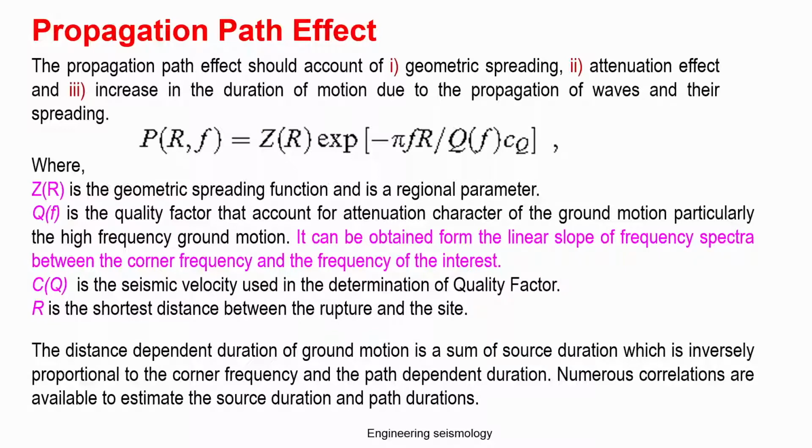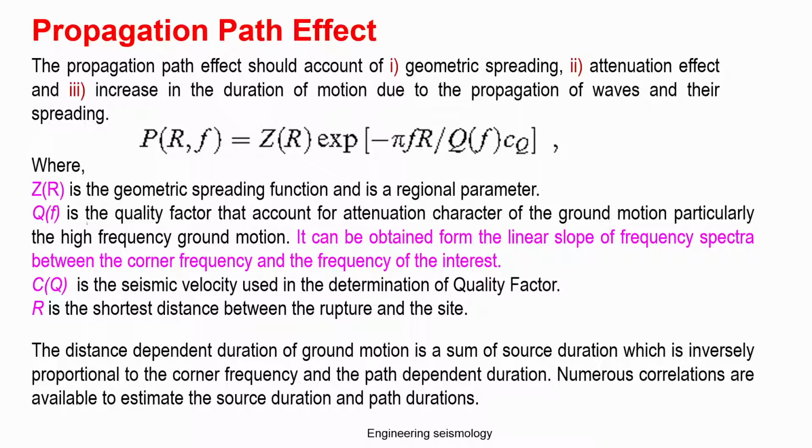Then the next is the propagation path. The path effect should account for geometric spreading, attenuation effect, and the increase of duration of motion due to the propagation of waves spreading. As we have seen, when waves travel a very long distance, you will have a long duration, so that has to be accounted for here. So, the path effect P is a function of R and f. R is the distance from the site, preferably the hypocentral distance: Z(R) times exponential of minus pi f R divided by Q(f) times C_Q.